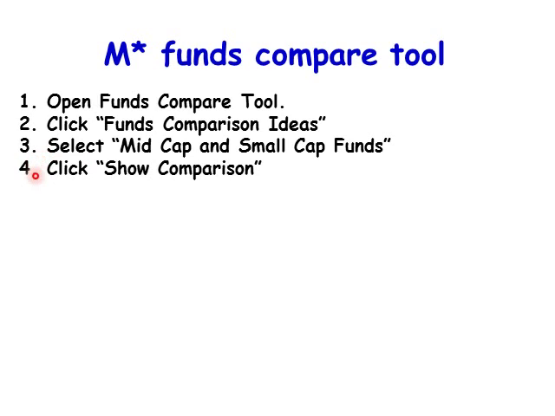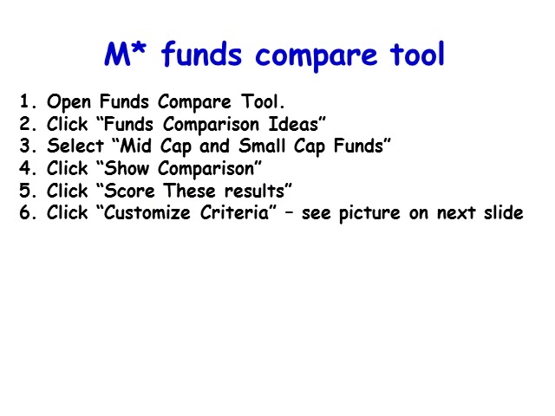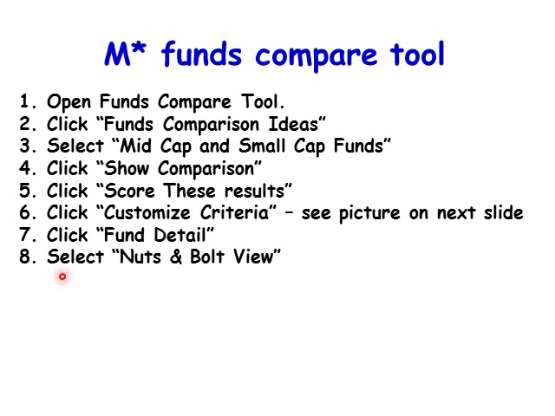Then you click show comparison. After that you click score these results. After that you click customize criteria, and I'll show you the picture on the next slide. After that you click fund detail, and from the drop down menu you select nuts and bolts view. From there, select the top one or two funds we can buy.